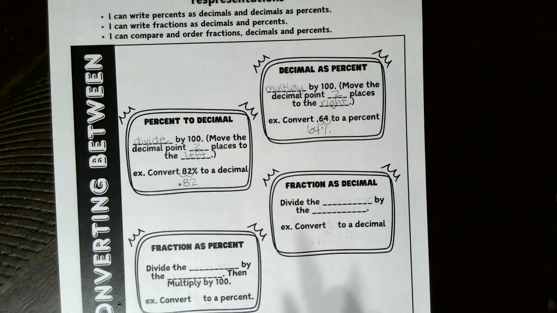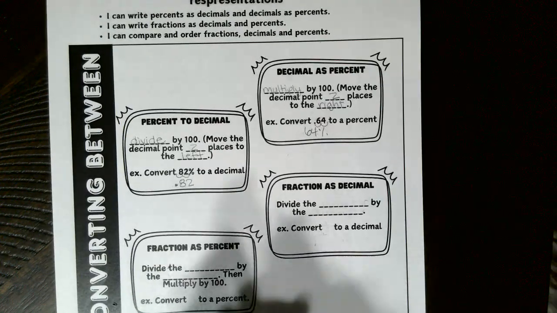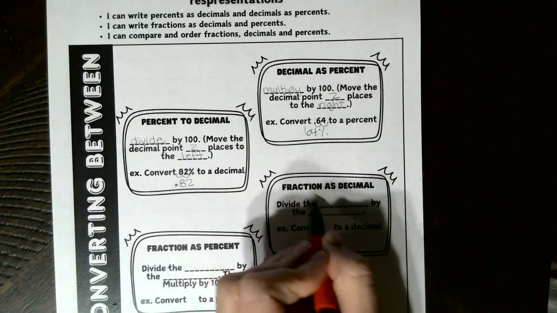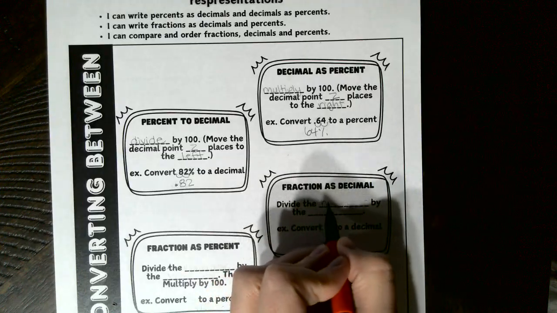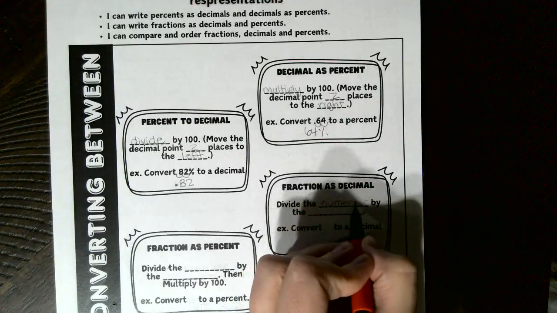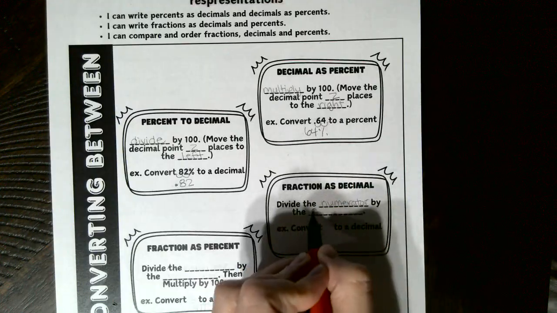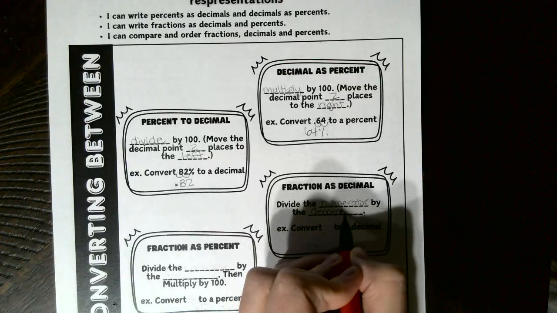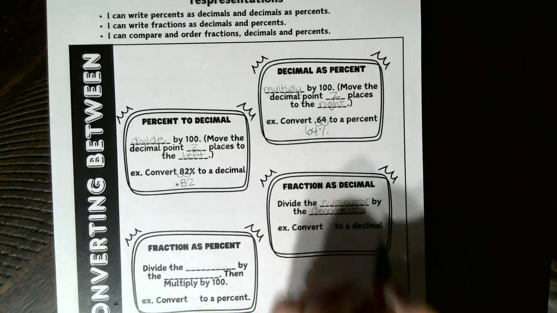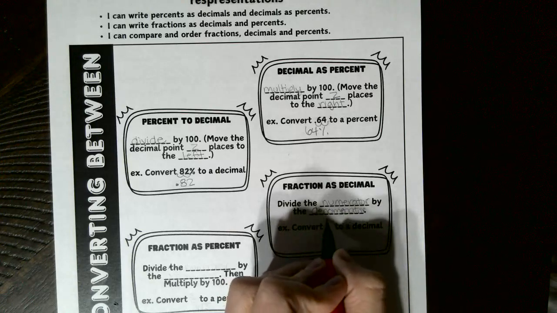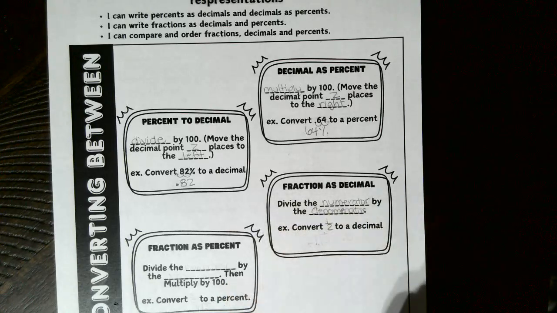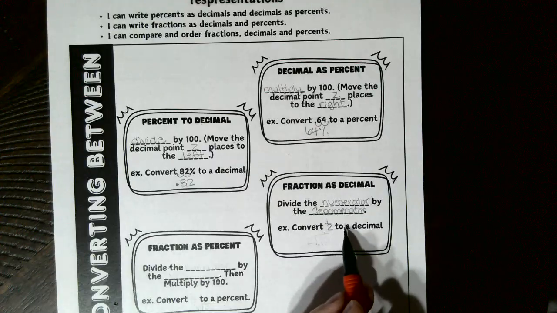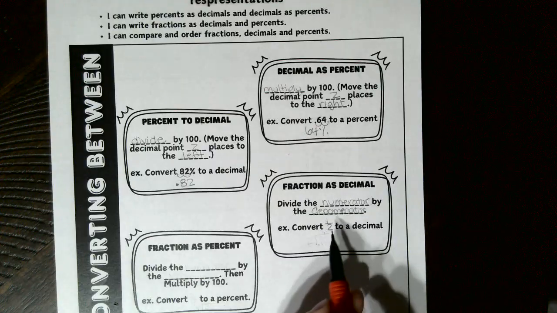Okay, so we're going to look at fractions as decimals. This is something we learned at the beginning. To make a fraction a decimal, we're just going to divide the numerator by the denominator. Let's convert 1/2 to a decimal. I know what 1/2 is as a decimal, and if you know, then you can just write it.